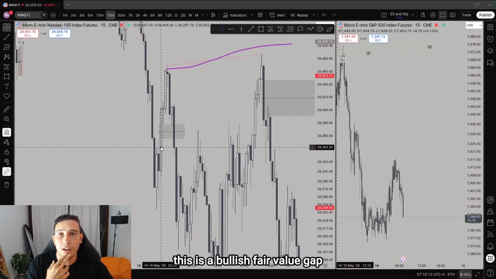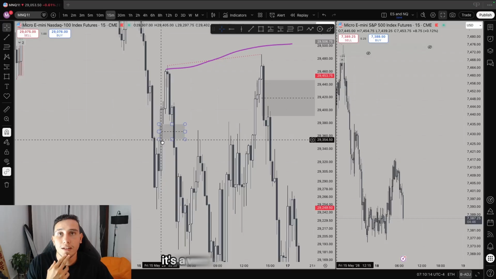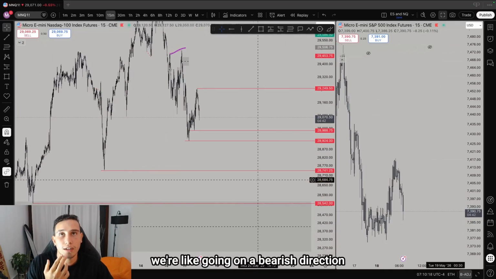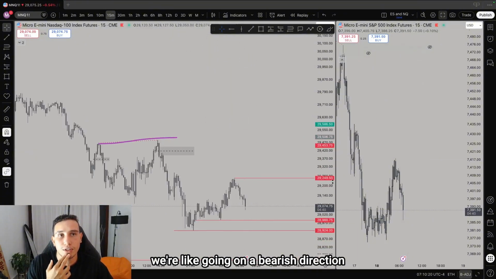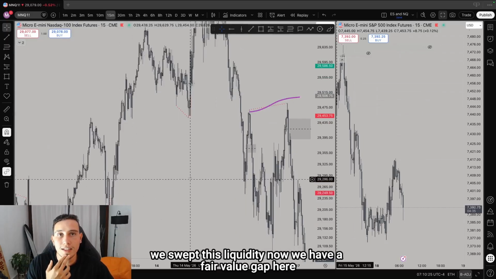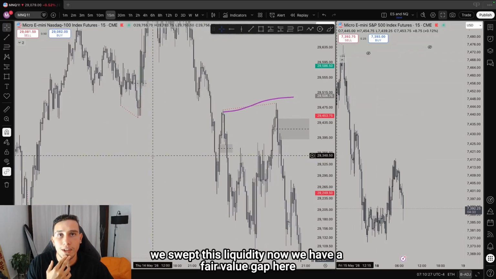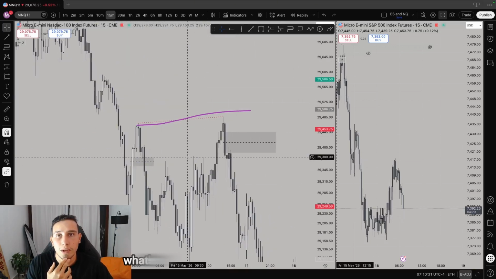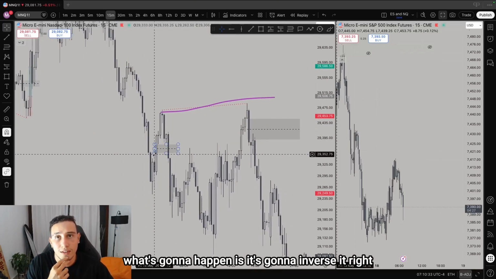This is a bullish fair value gap, but then what are we seeing? We're obviously bearish, right? We're going in a bearish direction. Some people will be like, oh, we swept this liquidity, now we have a fair value gap here, and let me go long here based on this fair value gap. What's going to happen is it's going to inverse it, right?